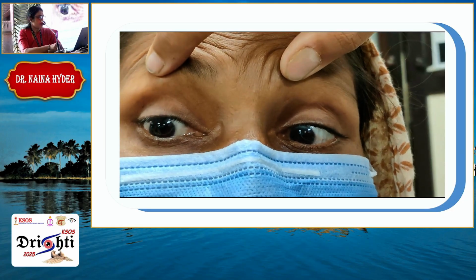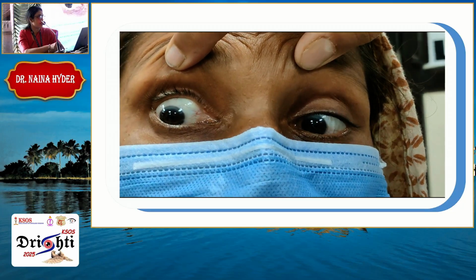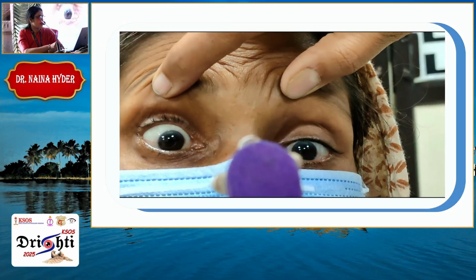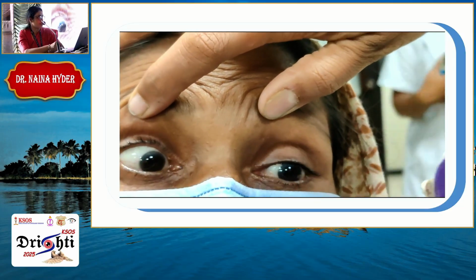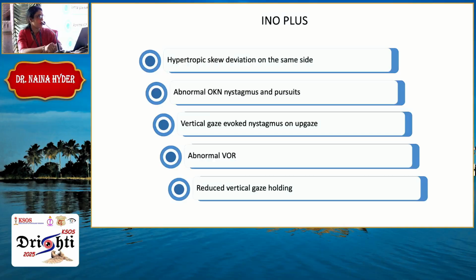So you can see the abducting nystagmus in the right eye, whereas in the left eye you see a minus one convergence or an adduction deficit. So this lady presented with bilateral INO. There's one condition known as INO plus. So to add to the confusion, you have a hypertropic skew deviation on the same side and abnormal OKN, nystagmus, pursuits. There is a vertical gaze-evoked nystagmus on up gaze, and abnormal vestibulo-ocular reflex.